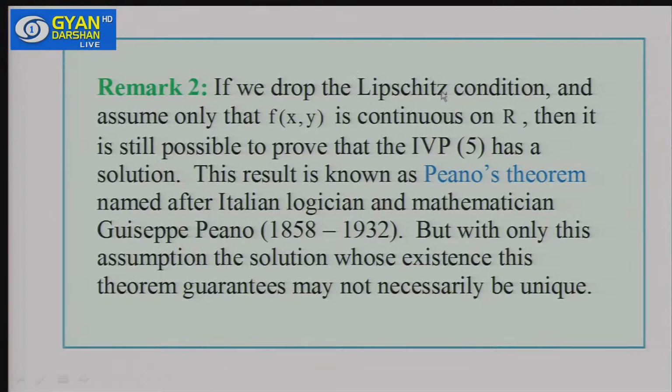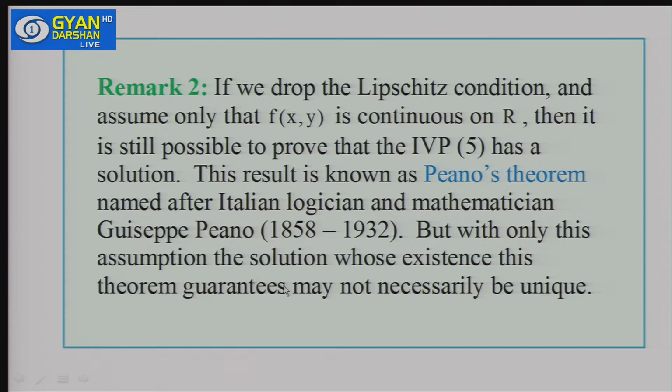Okay, let's see what will happen if we drop the Lipschitz condition and assume only that f is continuous. If we take only f of x, y continuous, then the solution will still exist, but uniqueness will not be guaranteed. This result is known as Peano's theorem, named after the Italian logician and mathematician Giuseppe Peano. But with only this assumption, the existence of a solution is guaranteed, but not uniqueness.